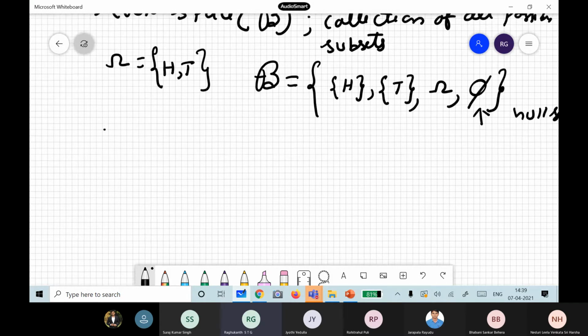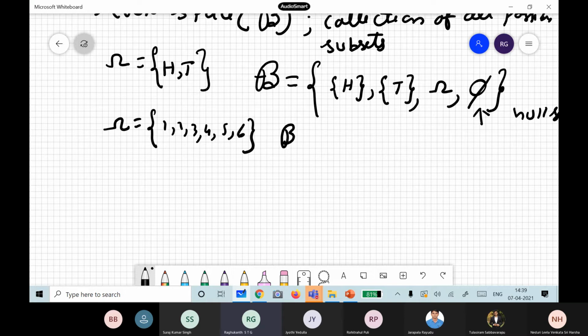Like for the die throwing problem, what is the sample space? 1, 2, 3, 4, 5, 6. And what is the event space? You have so many subsets: 1, 2, 3, 4, 5, 6, then 1 comma 2, 2 comma 3, all possible combinations will be there.